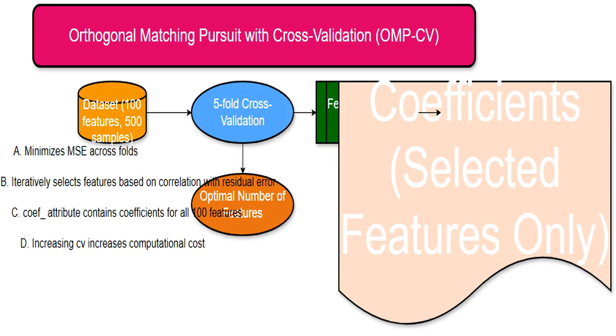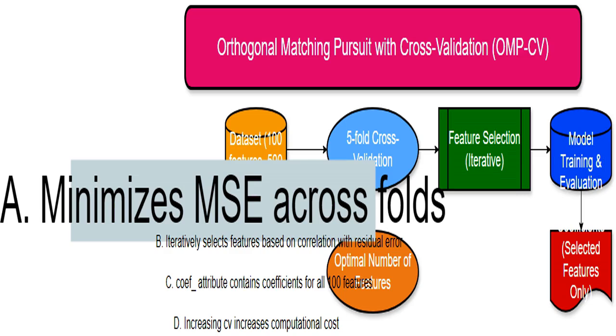My final model will only output coefficients for the features selected during the iterative process. I don't store coefficients for features that weren't chosen. Those implicitly have a coefficient of 0. The model automatically picks the number of features that gives the lowest average mean squared error across the 5 folds of cross-validation. This is how I ensure it's generalizing well.